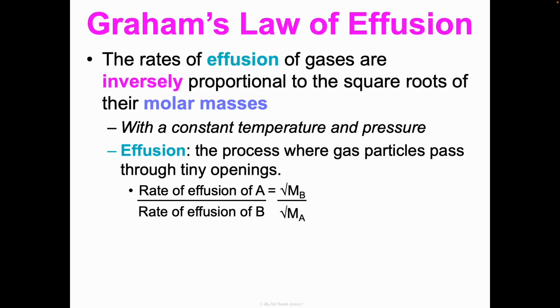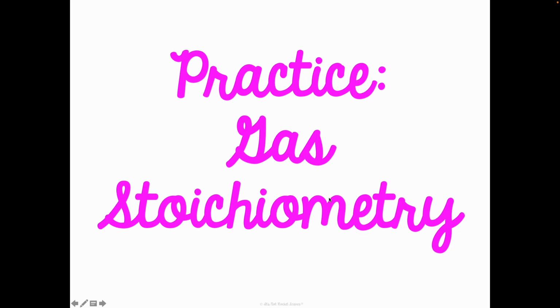And the equation is the rate of effusion of gas A over the rate of effusion of gas B is equal to the square root of the molar mass of B over the square root of the molar mass of A. And you could just plug in and solve here. Again, I'm not going to make you do that. I just care more about practicing gas stoichiometry, which is what we are going to do. You can do this. We're just combining what we just learned with what we learned last unit, and it's totally something you can do, I promise.